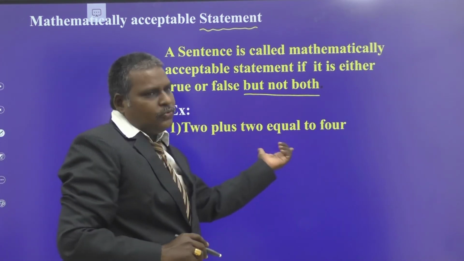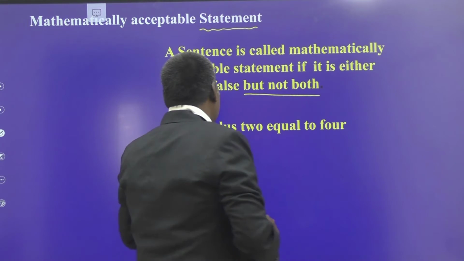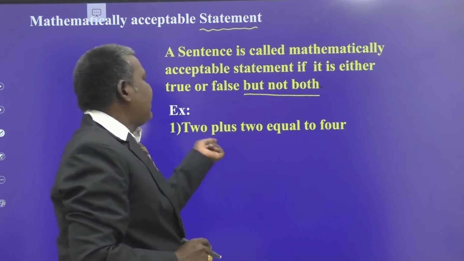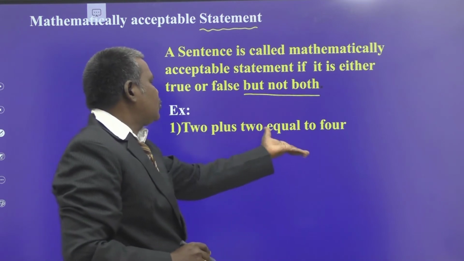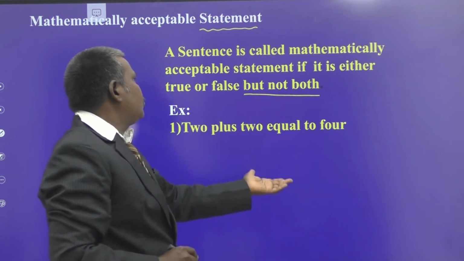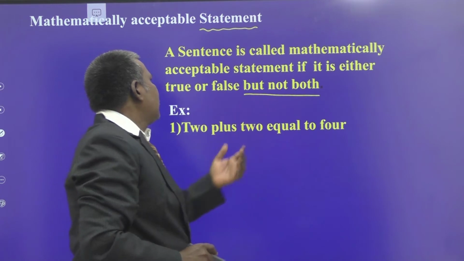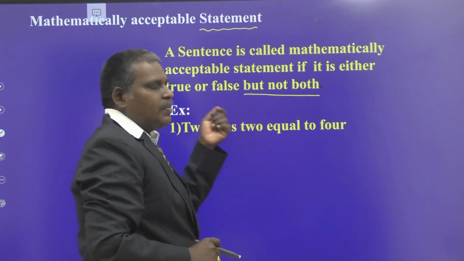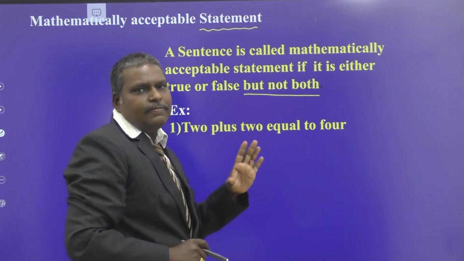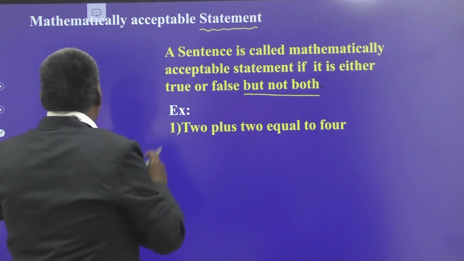2 plus 2 is equal to 4. This is always true. If you take 2 and add another 2, that is 4. Clearly it is true. So the output is true. Therefore the sentence is mathematically acceptable. It is a true statement. It may be true or false but not both. So it is one of the statements.